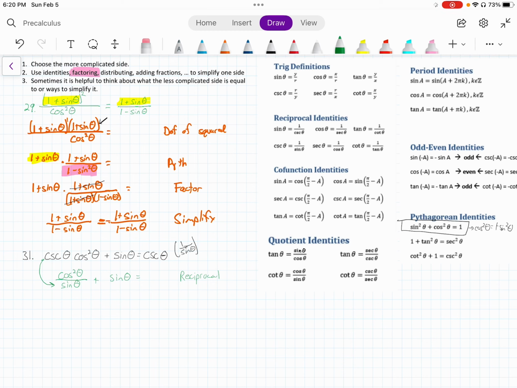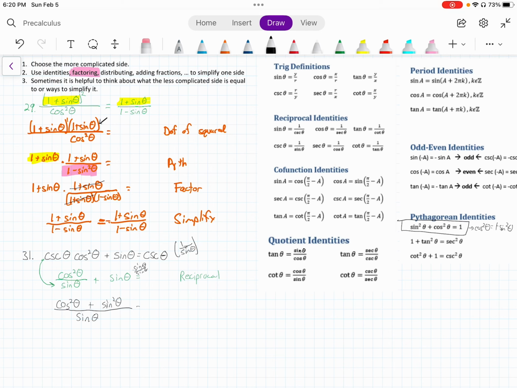As I mentioned before, I'm going to get a common denominator. So on the right, I need a sine theta over sine theta. You don't have to show this work. We can just put it in there. I'm showing it for your benefit here. So we're getting a common denominator, which will give us cosine squared theta plus sine squared theta over our common denominator of sine theta.